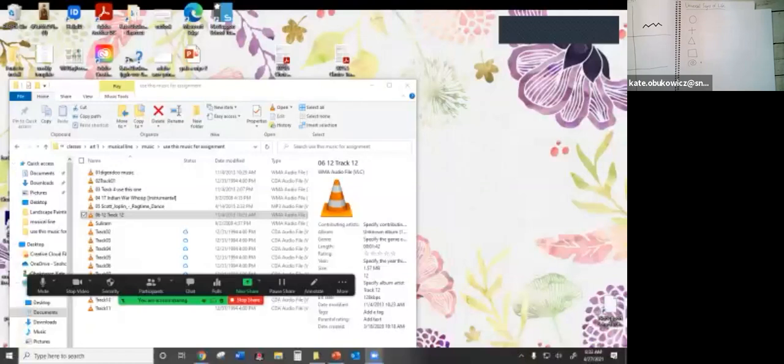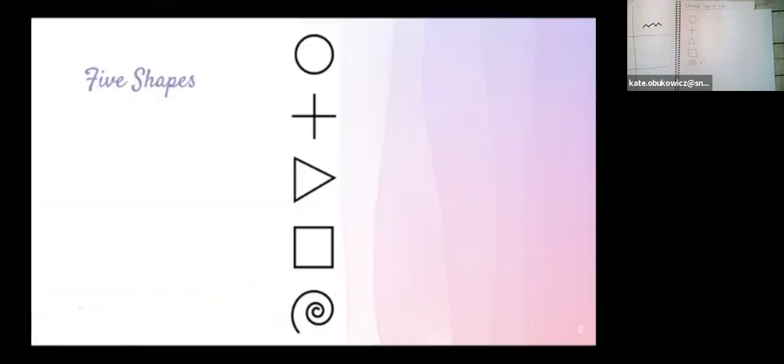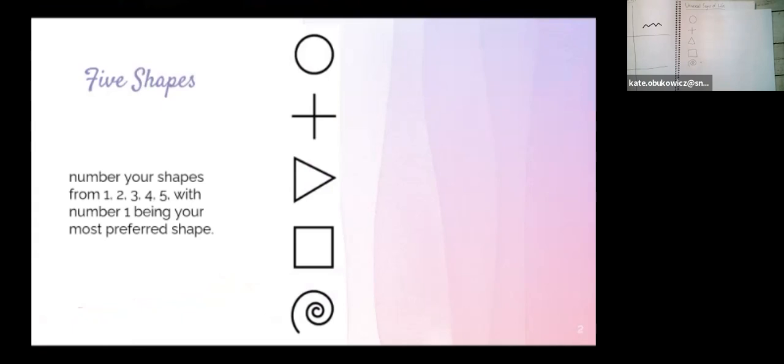So last week, we talked about the universal signs of life by Angeles Arrien. And we looked at these 5 shapes and I had you number your shapes from 1 to 5, with number 1 being your most preferred shape. So do this now if you haven't done it.